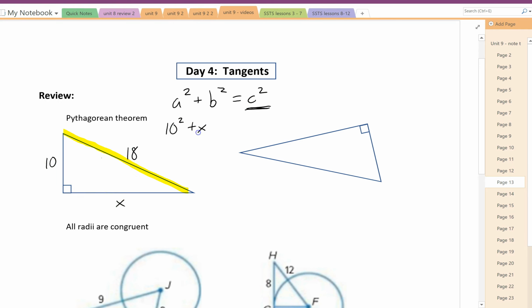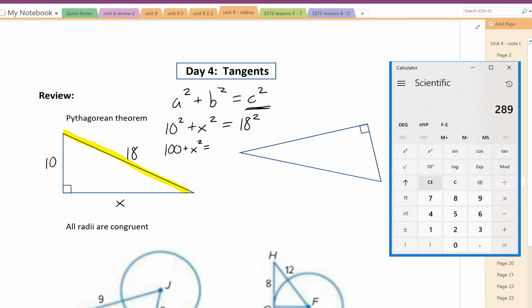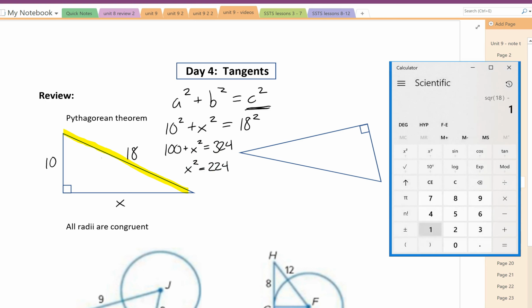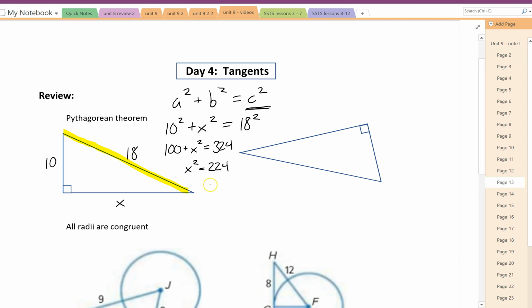10 squared plus x squared equals 18 squared. If I square 10, I get 100. X squared stays x squared for now. Now I need to figure out what 18 squared is. 324. If I subtract 100 from both sides, I would be left with x squared equals 224. Then I take the square root of that, and I get 14.97. So in this case, x would be 14.97, and when I talk about x, I mean that side there at the bottom of the triangle.